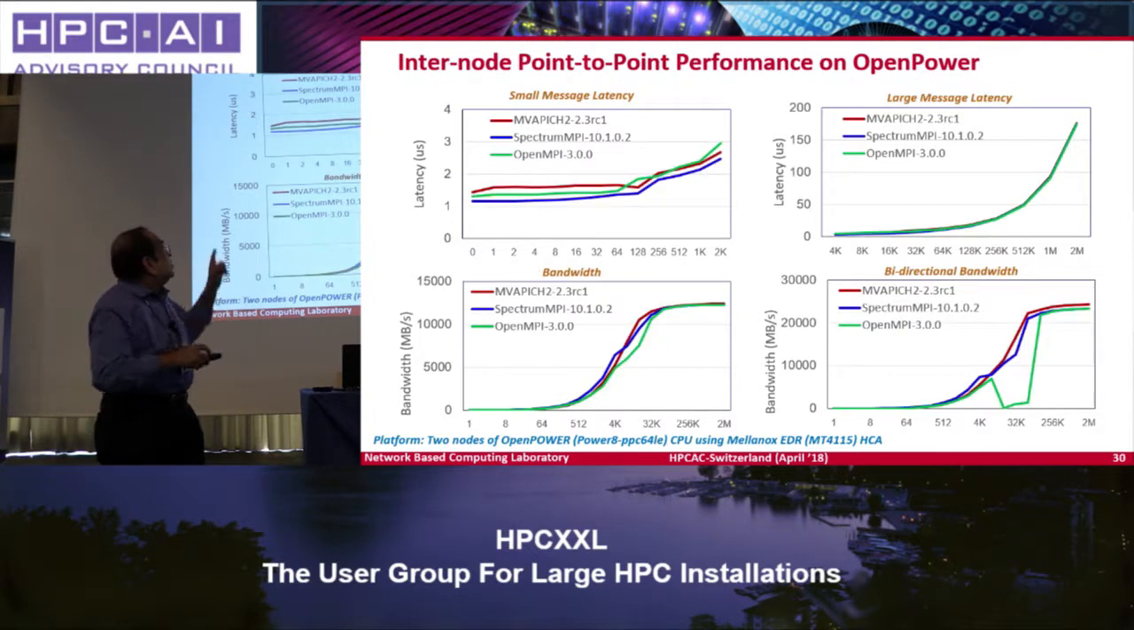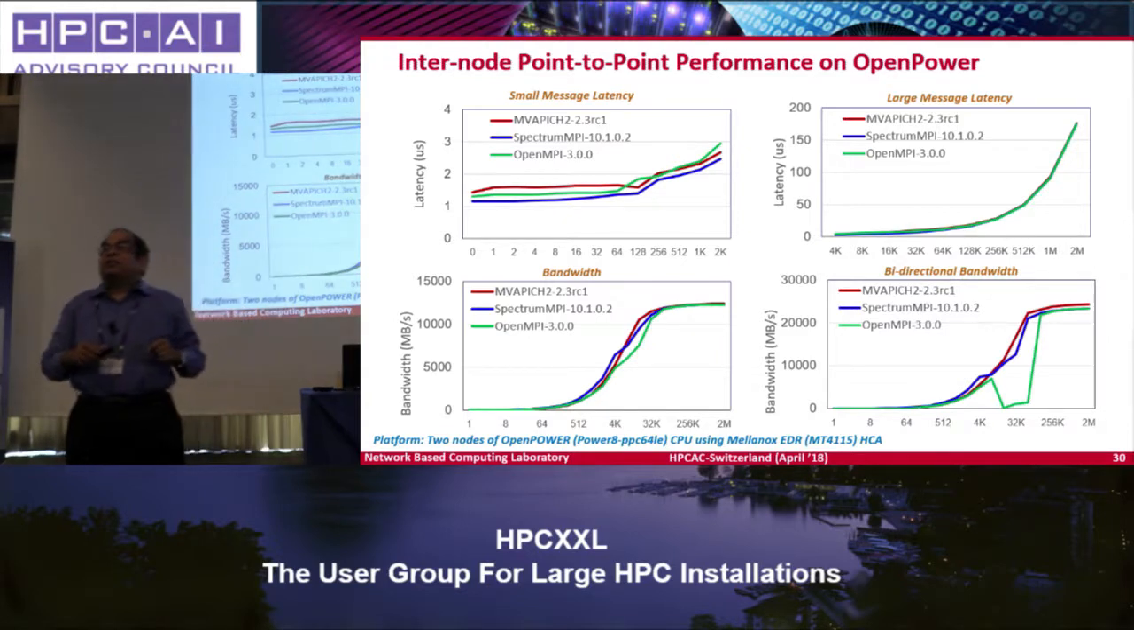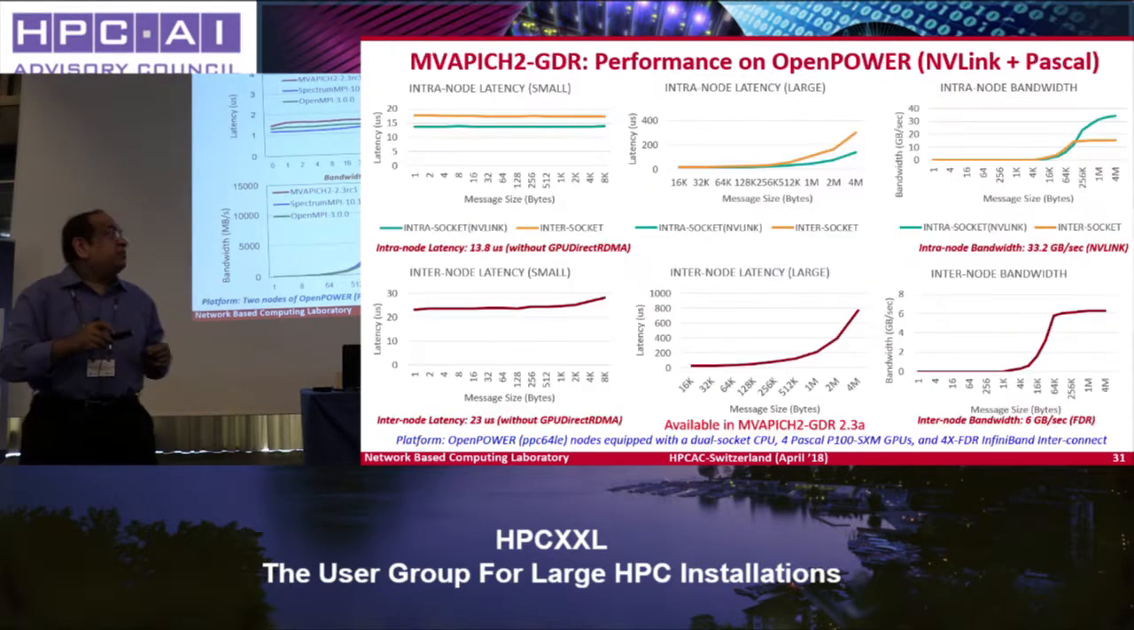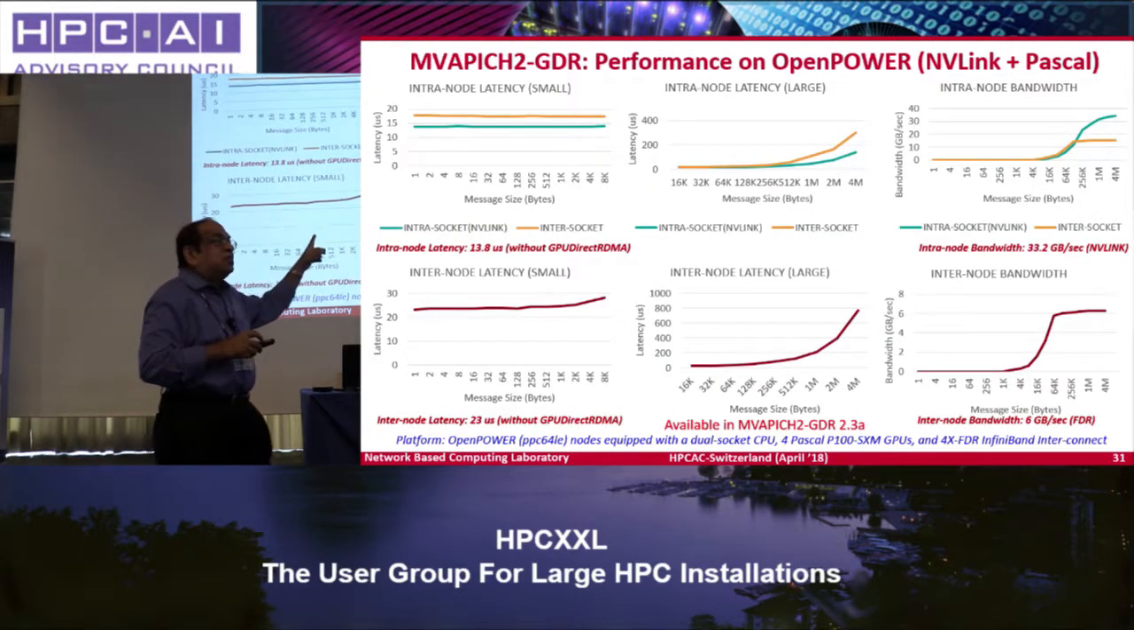These are the inter-node results. This is an EDR system. Here again we do very similar, except for short messages, where we are losing out a little bit. We are improving on that. Otherwise, we even do better than Spectrum MPI, which is a production library from IBM, and also OpenMPI. We do better.